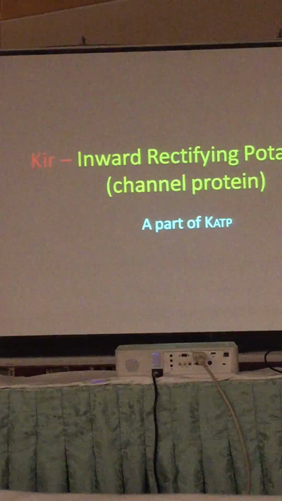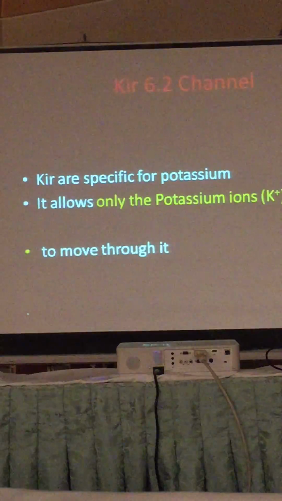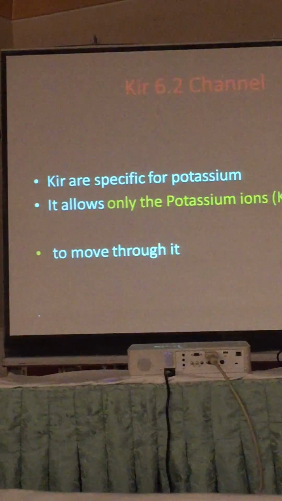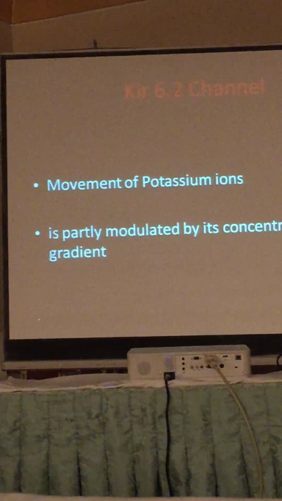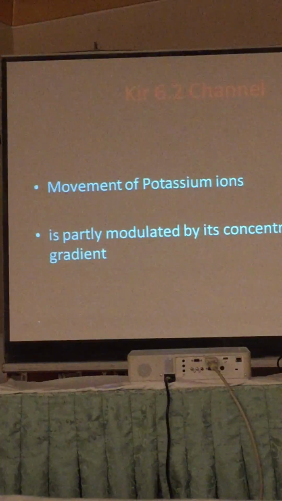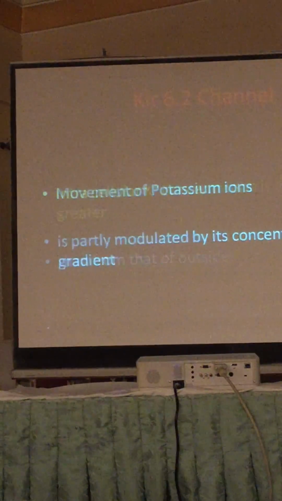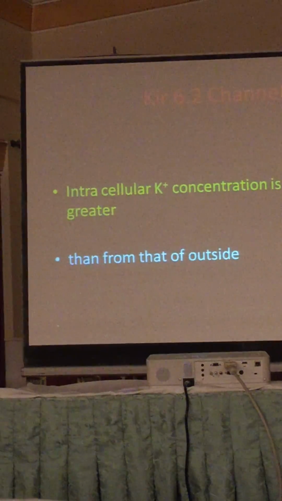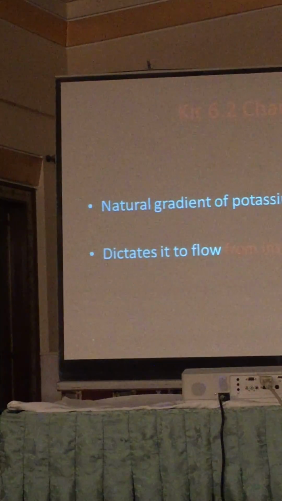Now, the second protein is KIR, the potassium inward rectifying channel. Let's start. What is that? KIR is specific for potassium. It only allows potassium ions to move through it. And whenever you think about potassium movement, intracellular potassium is high and extracellular potassium is low. So the concentration gradient determines the direction in which potassium is going to move. Because of the high intracellular potassium concentration, the basic direction is from inside to outside of the cell. And this is the natural gradient.